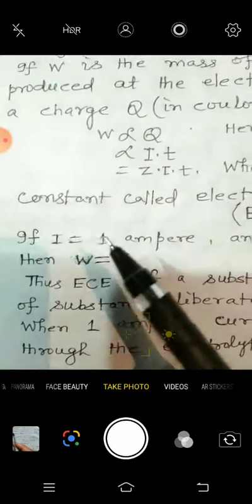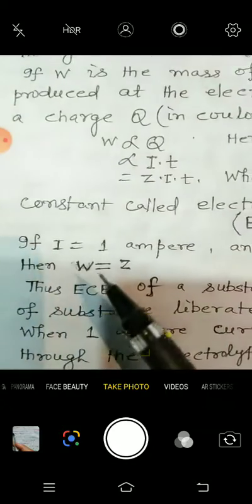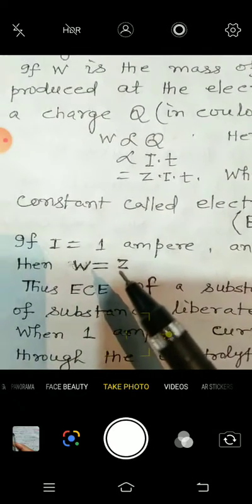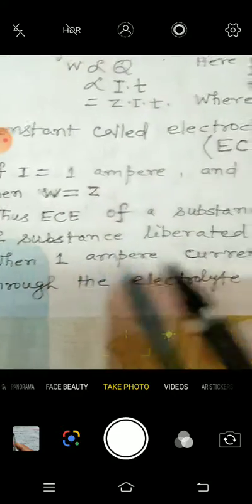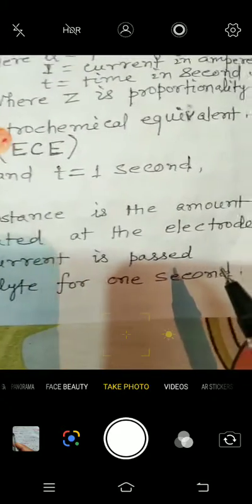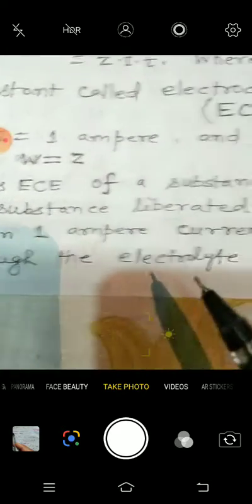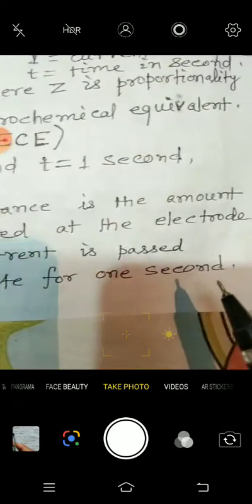Now if I is equal to 1 ampere and t is equal to 1 second, then W will become Z. So the electrochemical equivalent can be defined as the amount of substance liberated at the electrode when 1 ampere current is passed through the electrolyte for 1 second.